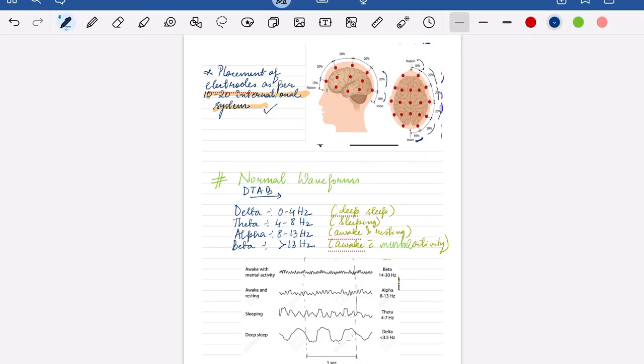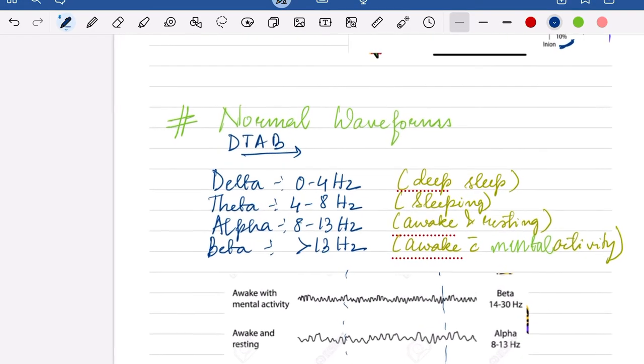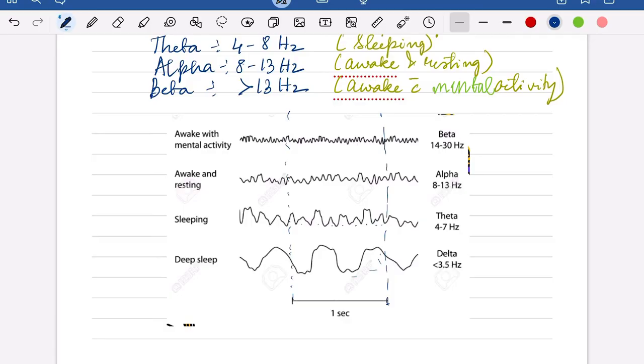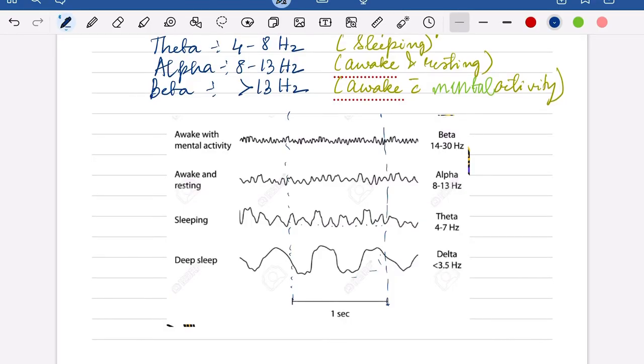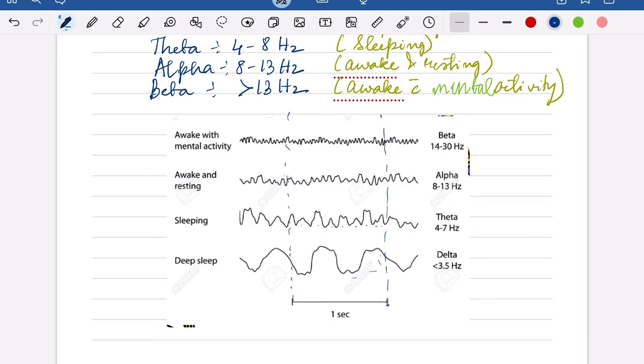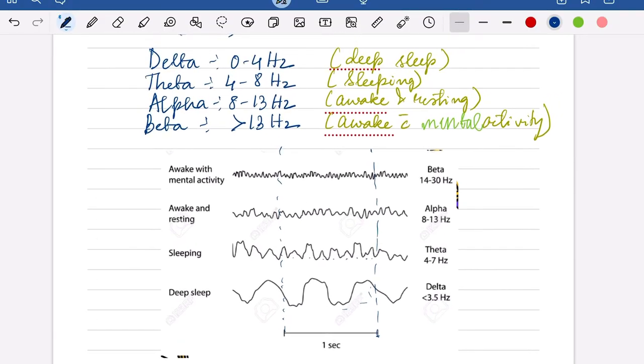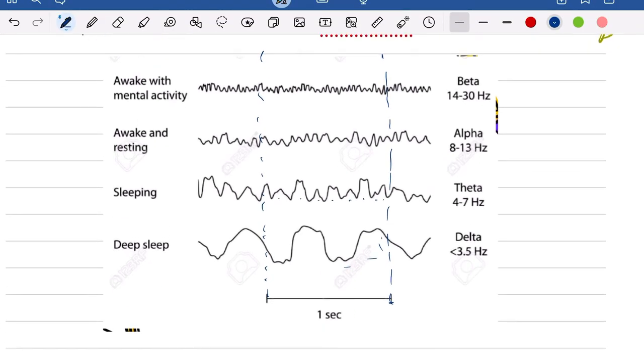Now let's have a look at the normal waveforms here. As you can see here, I have marked the 1 second in a line for you to count the hertz. It would be easier for us. Now in case of deep sleep, as we can see, it stands for 0 to 4 Hz delta waves. So there is 1 and 2. So 2 Hz delta waves.